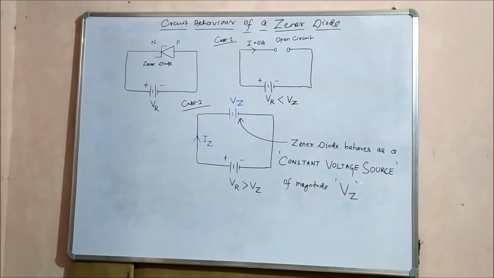Now, this VZ is the Zener voltage or the breakdown voltage, the voltage at which the breakdown of the Zener diode took place. And what is breakdown? That is the voltage at which the covalent bonds get broken, which releases free electrons, which contribute to the sudden or sharp increase in the reverse current. That is the definition of breakdown. So here we have discussed some of the basic concepts related to Zener diodes: the basic definition, the properties, the VI characteristic plots, the circuit behavior of a Zener diode, and how it behaves in different conditions.